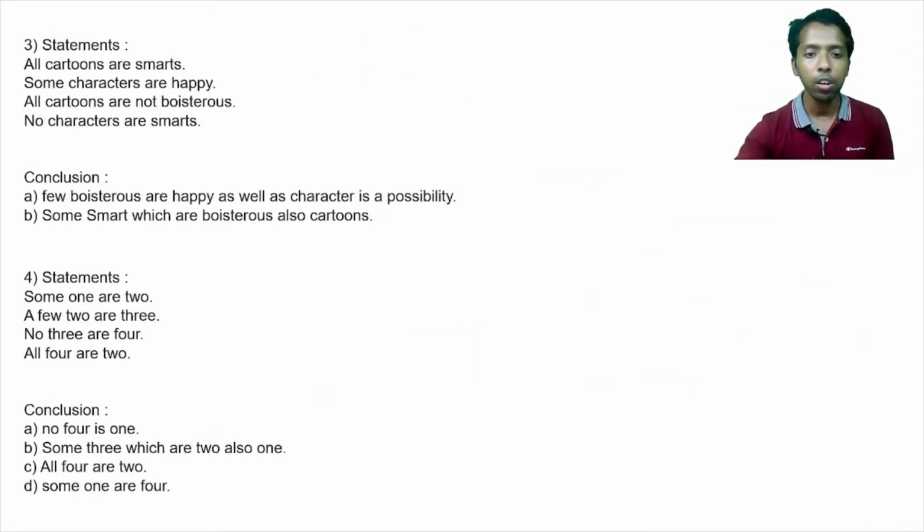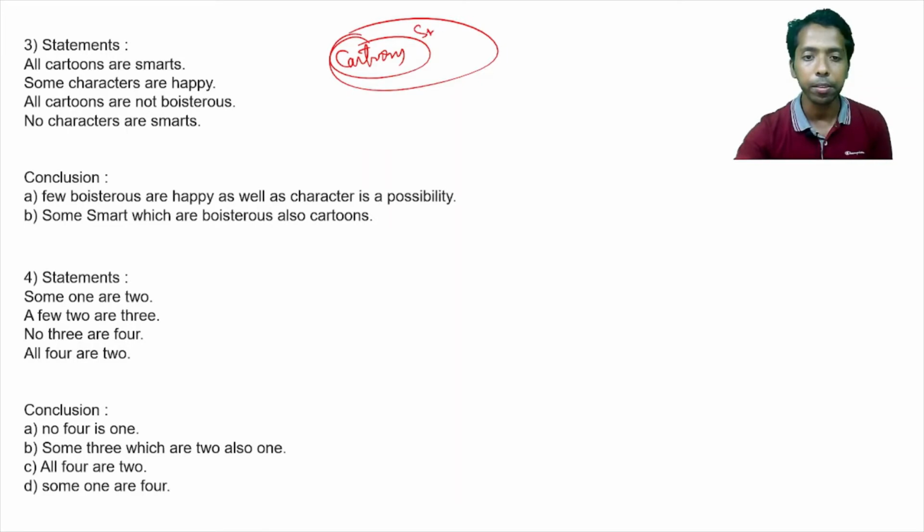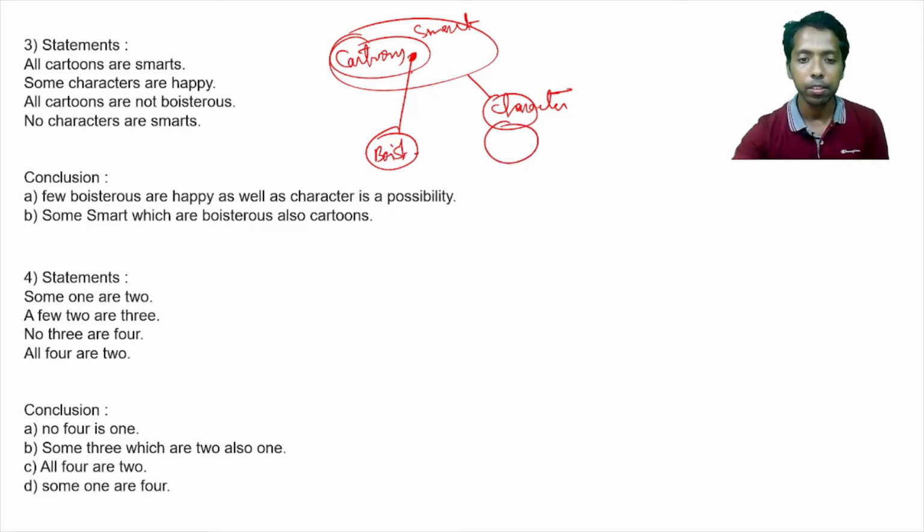Moving to next. Question number 3 here. All cartoons are smart, right? No character are smart. Okay, so this is character. No character are smart. All cartoons are not boisterous. This is the cartoon part, this dotted part, that is not boisterous. Some characters are happy. This is some characters which are happy.